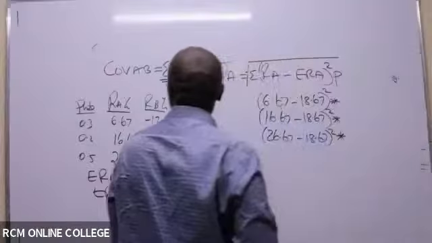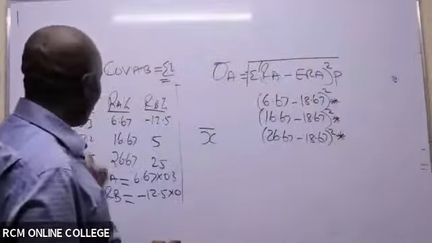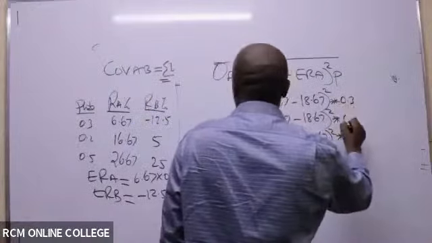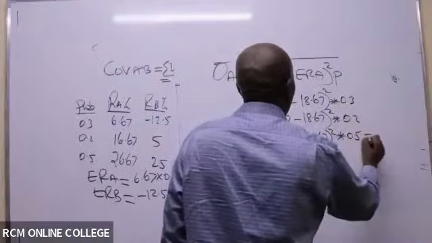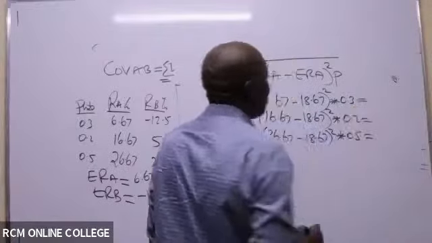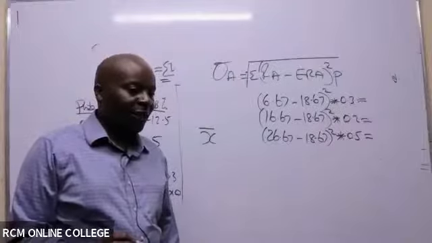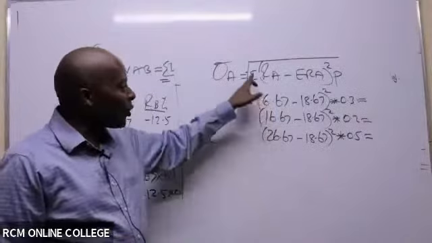times probabilities. So are you able to see the probabilities here? So we have 0.3, we have 0.2, we have 0.5. Unakuja hapo unasema equals. Usiweke square root kwanza. Square root huja after summation.